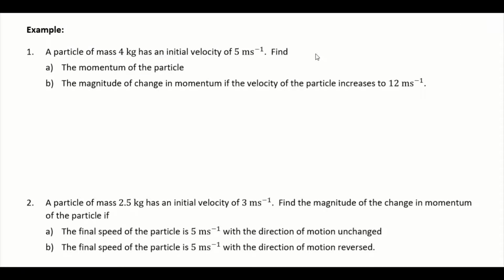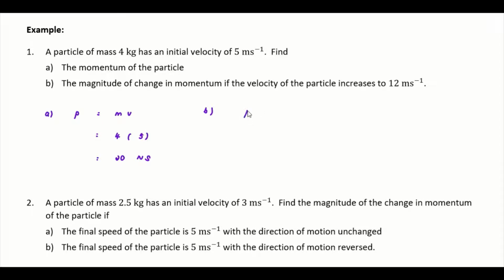Example 1: a particle of mass 4 kg has an initial velocity of 5 meters per second. Find the momentum of the particle. So it's very straightforward, right? It's just p equals mv. So let's substitute the mass, which is 4 kg, and velocity 5 meters per second, and we get our answer, which is 20 newton seconds. Okay, so for B, find the magnitude of the change in momentum if the velocity of the particle increases to 12 meters per second.